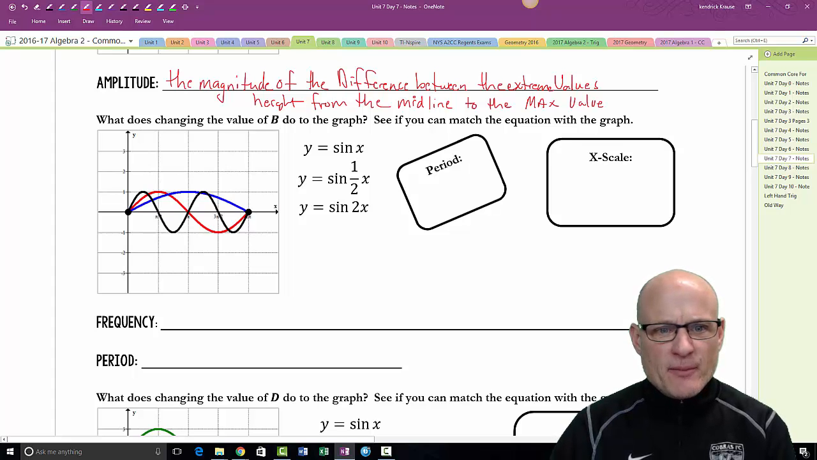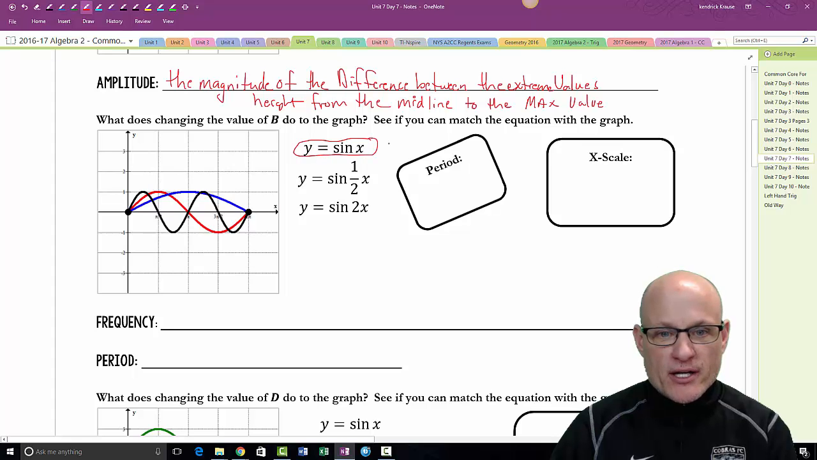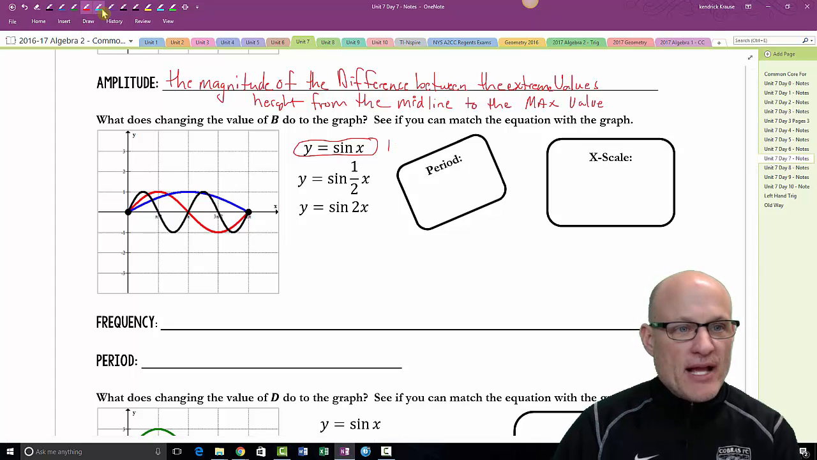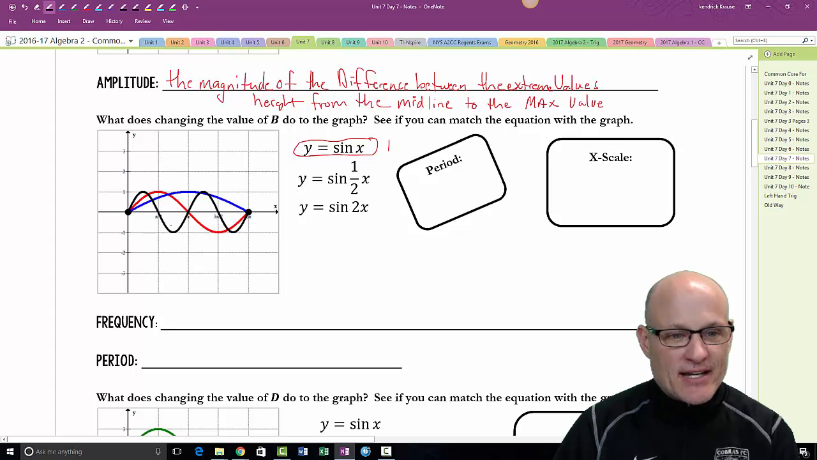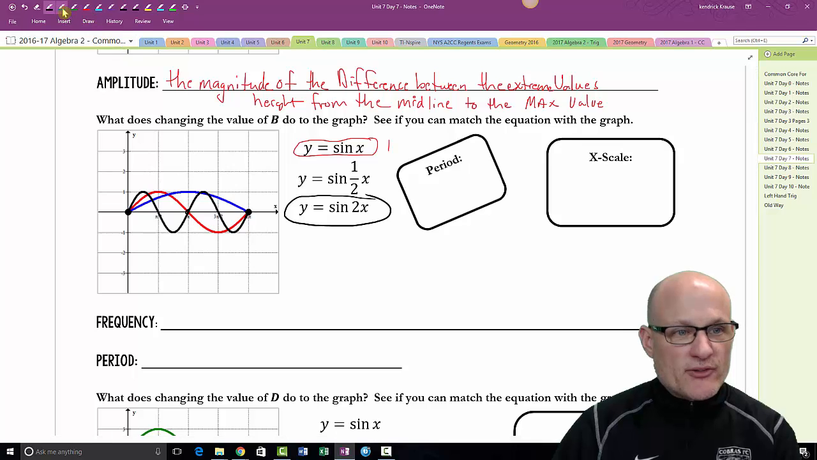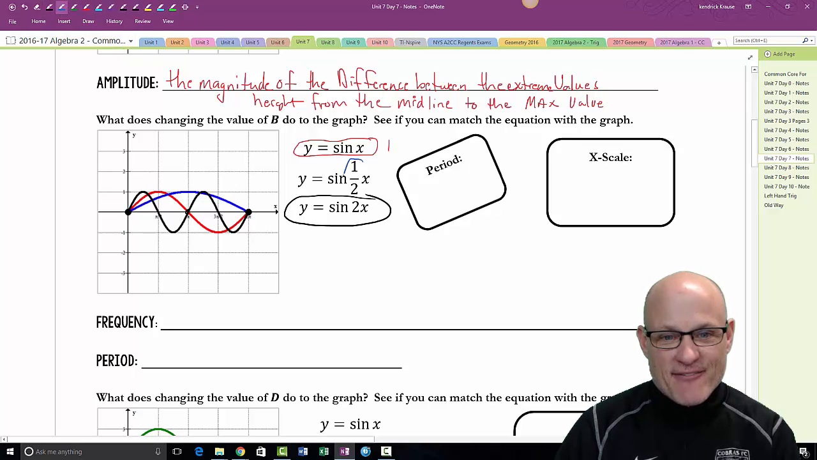What does changing B do? Okay, so remember, this says we're going to have one full curve in 2 pi. So that's the red one. The black one is the one that's got 2 full curves. Notice one full curve ends there, so this would be the black one. And the blue one says we're only going to have half of a curve.